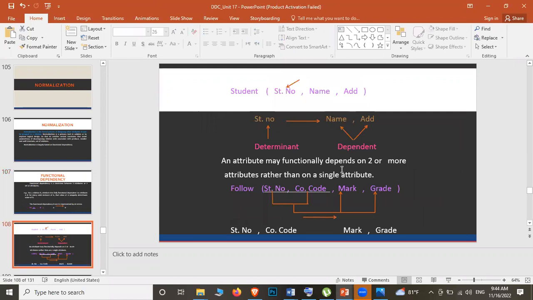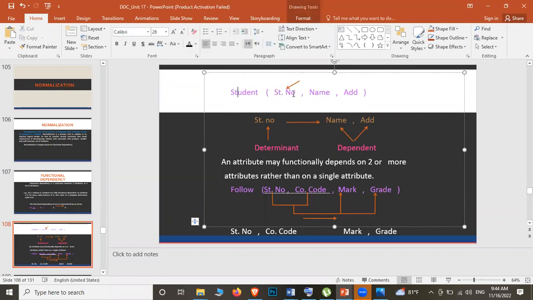Functional dependency. Okay, look at this. Student number. Student, that is the entity. Student number, student name, student address are there. So determinant. The determinant is this. Okay, so we can just take this as the primary key.